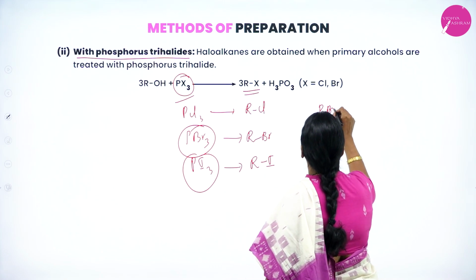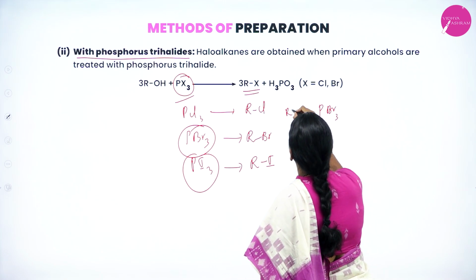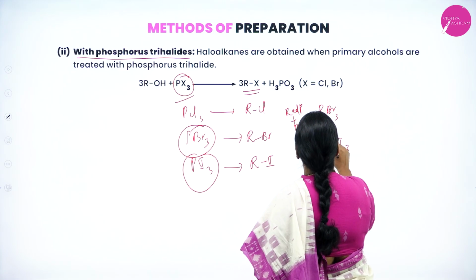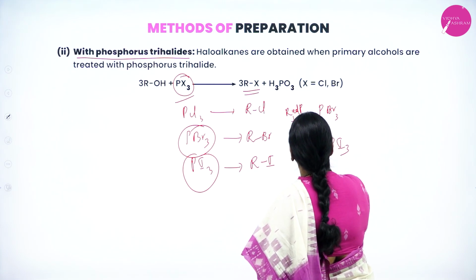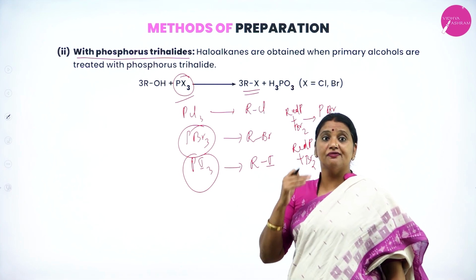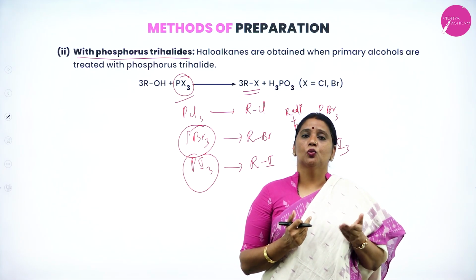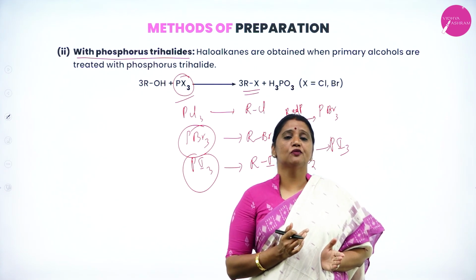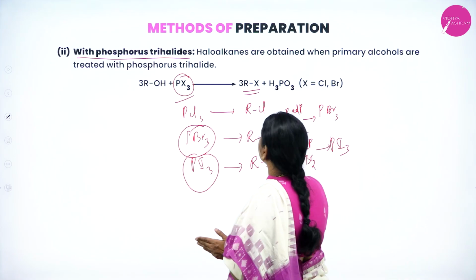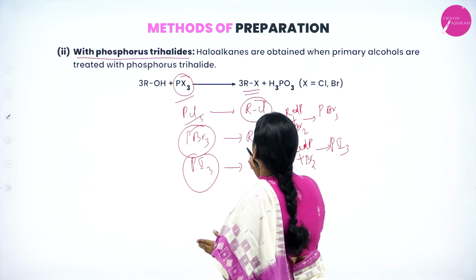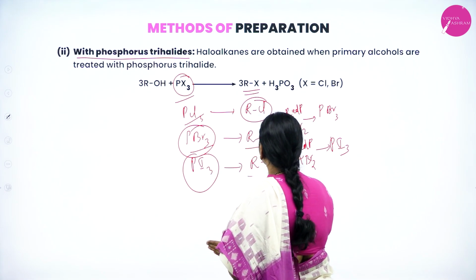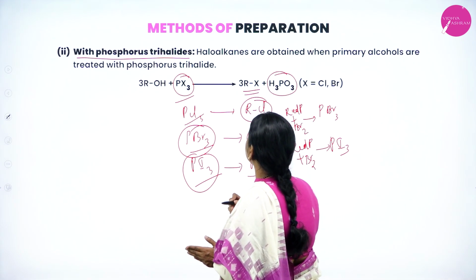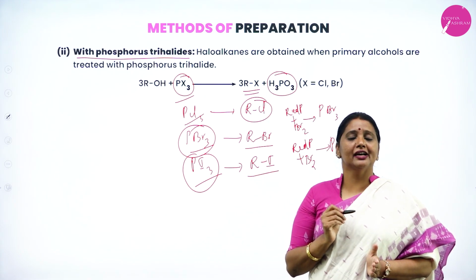How can you prepare PBr3 and PI3? PBr3 is prepared by heating red phosphorus and bromine. PI3 is obtained by heating red phosphorus and iodine. As you know, phosphorus has different allotropic forms: red phosphorus, white phosphorus as well as yellow phosphorus. Therefore, here we have to use red phosphorus. If you want chloride, you add PCl3. If you want bromide, you add PBr3. If you want iodide, you add PI3. So what is the byproduct obtained here? H3PO3.